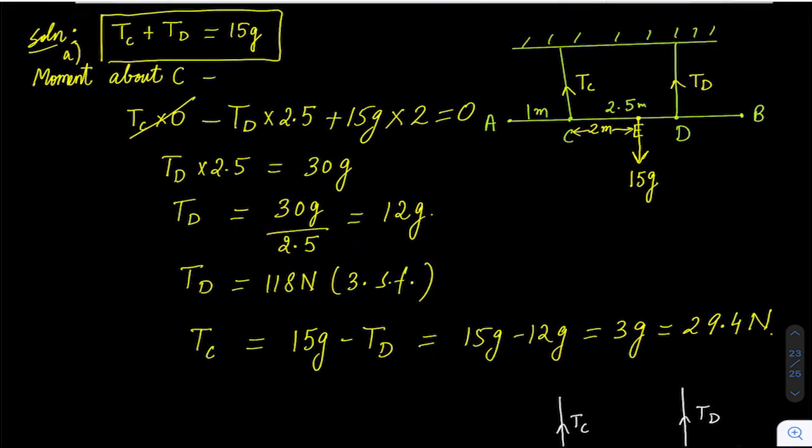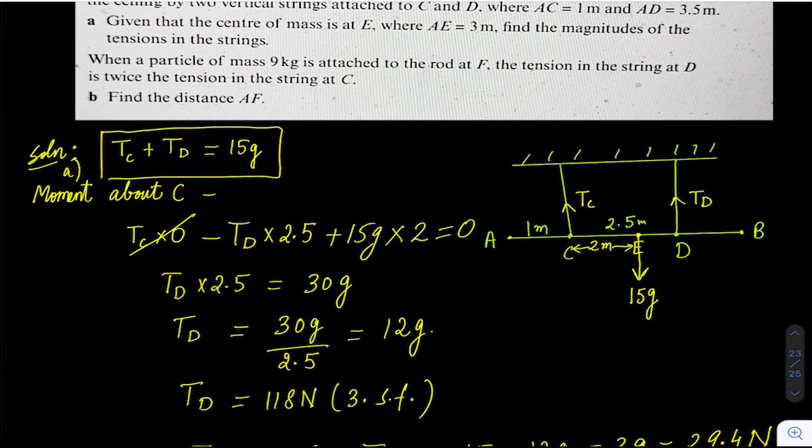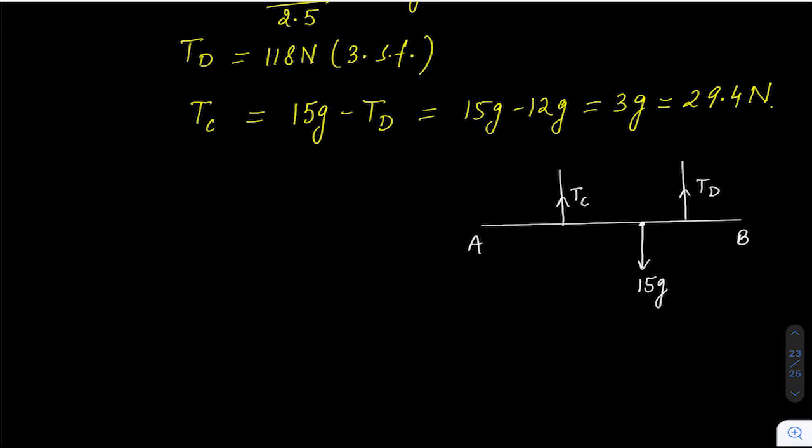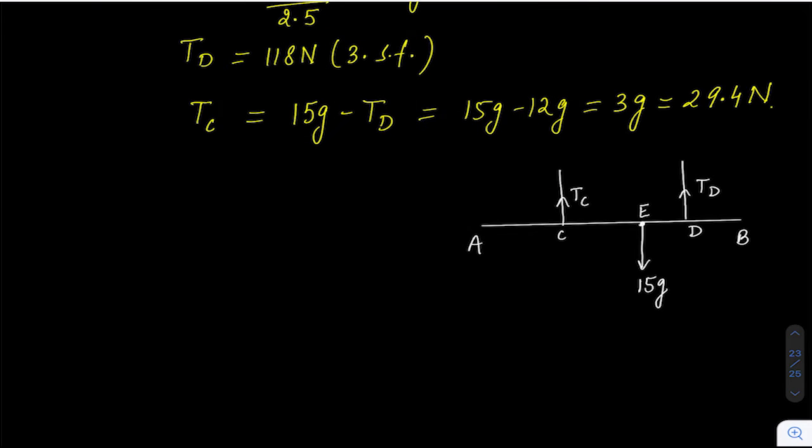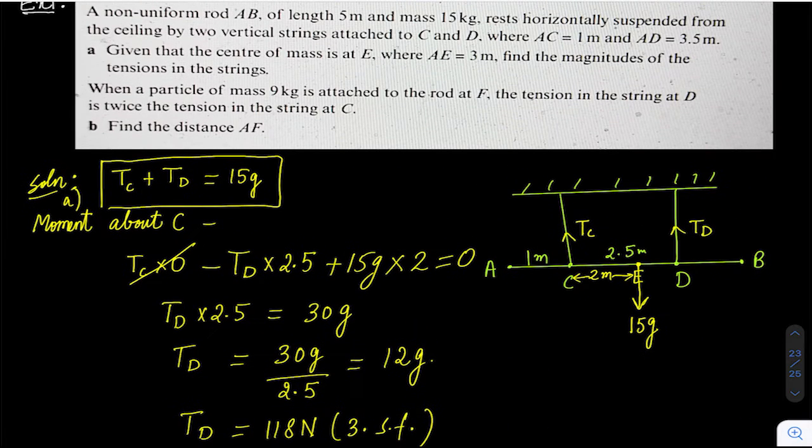Now they have given that there is a point F at which a mass of 9 kg is attached. So we don't know where F is, right? So you can take it anywhere, it doesn't matter, it will come out automatically. So let's take the point F to be here. So let's take this point as F. This is 9G, meaning the force.